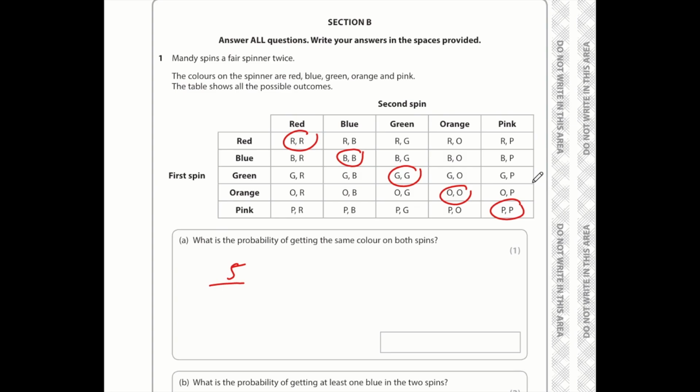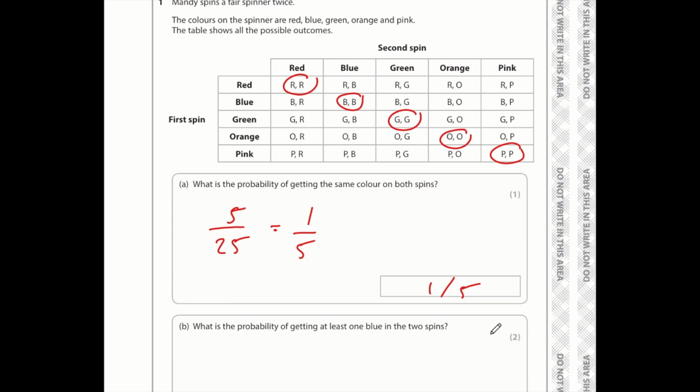And how many options are there in total? Well, there's 1, 2, 3, 4, 5, 10, 15, 20, 25. So 5 out of 25 possible outcomes are the same colour, and 5 over 25, we can simplify that. Both of these numbers are divisible by 5. 5 divided by 5 is 1, 25 divided by 5 is 5, so the probability is 1/5.